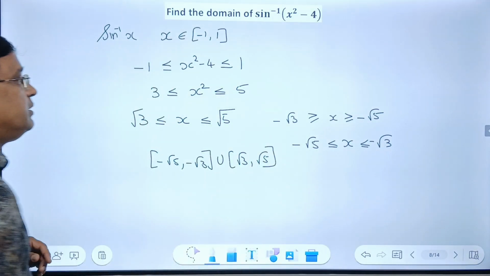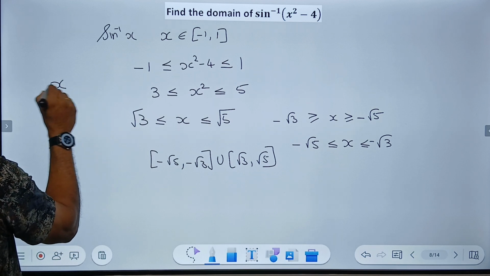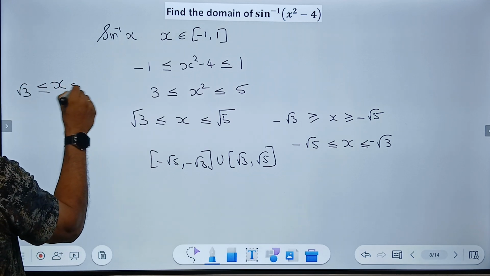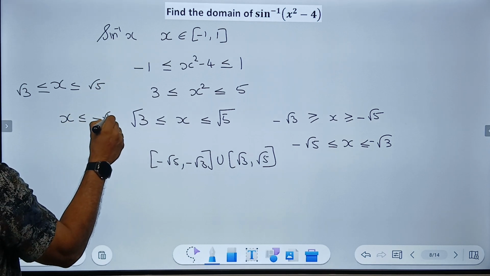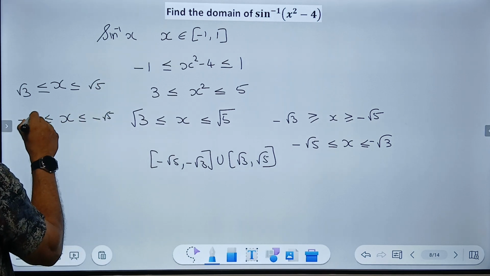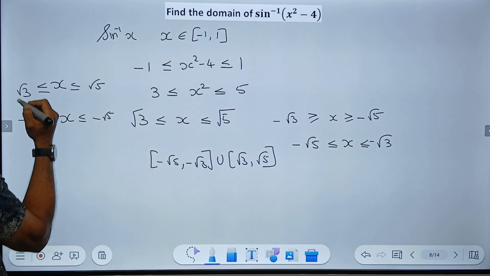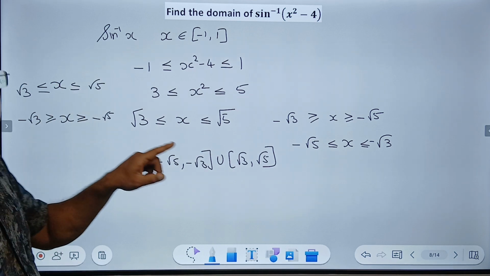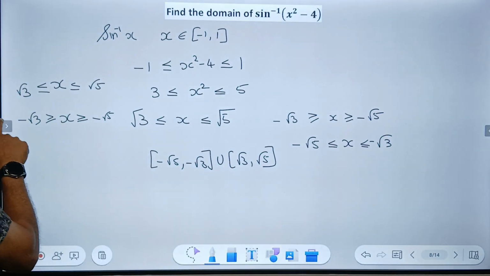Again I want to repeat this. When you take the square root, you will have x positive square root, that is root 3 and root 5, and you also have negative, it is minus root 5 and minus root 3. But you cannot just do like this, because when you're taking the negative square root, the inequality has to reverse. That is what I'm trying to say. So the inequality is reversed and we have got this. Let's look at the graph.